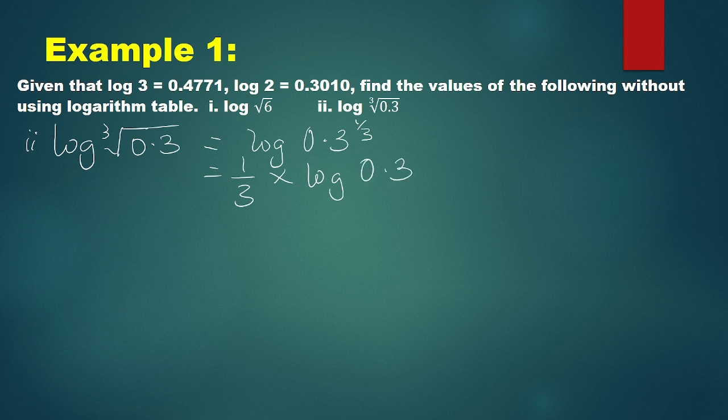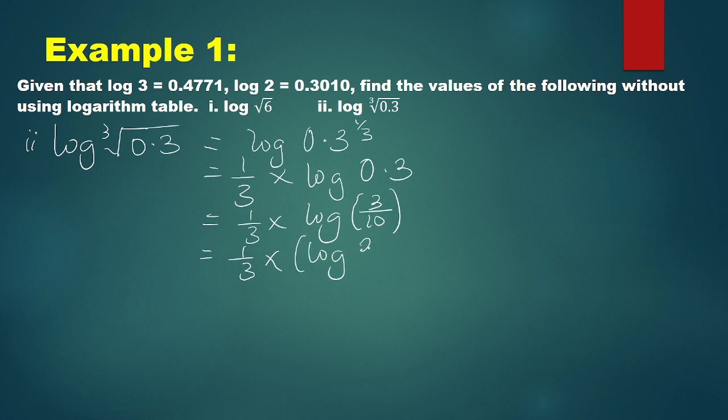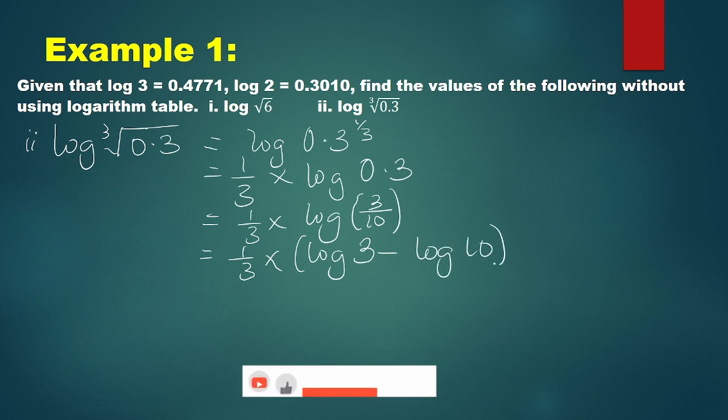I can further write 0.3 as a fraction, so I'll have 1 over 3 times log 3 divided by 10. Now I have changed 0.3 into a fraction. Applying my division law in logarithm, I can subtract and it becomes 1 over 3 times log 3 minus log 10. Don't forget that the base of these logs is base 10.